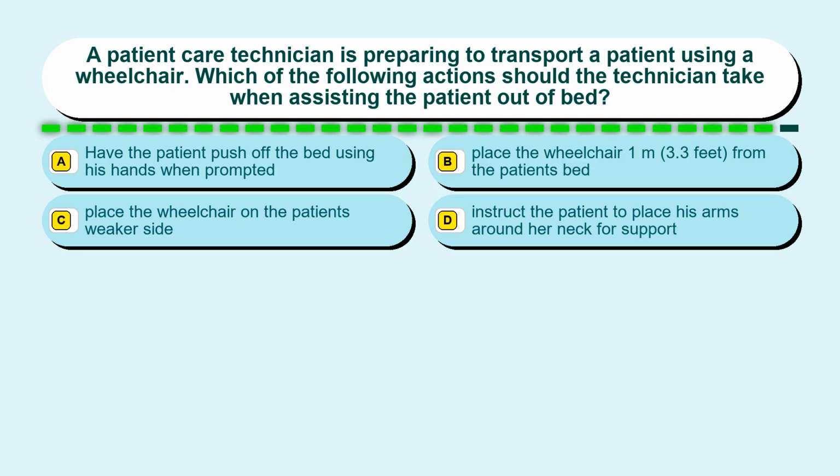Question 3. A patient care technician is preparing to transport a patient using a wheelchair. Which of the following actions should the technician take when assisting the patient out of bed? Option A, have the patient push off the bed using his hands when prompted. Option B, place the wheelchair 1 meter, 3.3 feet, from the patient's bed. Option C, place the wheelchair on the patient's weaker side. Option D, instruct the patient to place his arms around her neck for support.